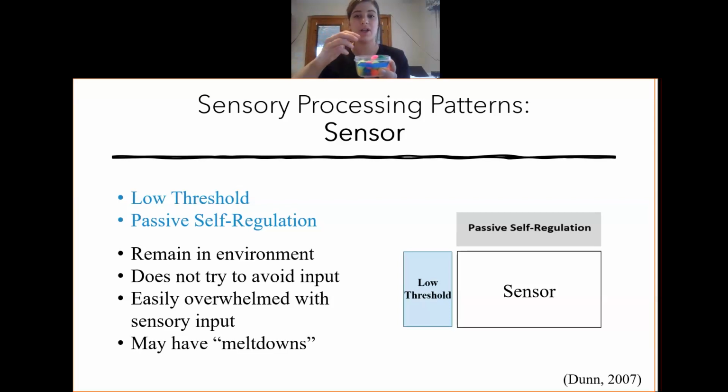So eventually their buckets are going to overfill and they're going to become overwhelmed and it can lead them to have meltdowns. These individuals are often distracted by noises. They have trouble working in noisy environments, notice all the small things that a lot of people don't notice. Sensors may be known as more picky because they just simply can't handle a lot of sensations.